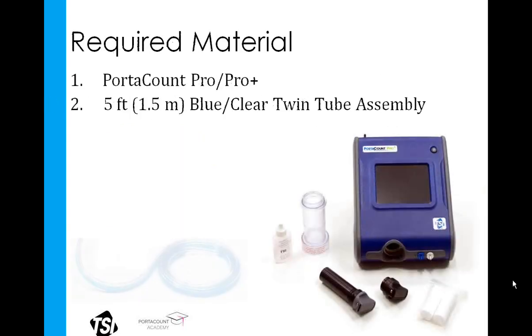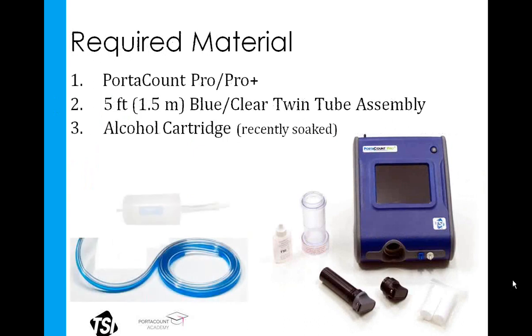For this class, it may be helpful for you to follow along on your own PortaCount Pro unit, so take some time to make sure you've got the necessary equipment. This would include, obviously, the PortaCount Pro unit, the blue and clear twin tube assembly, the alcohol cartridge, preferably one that has been recently soaked in the necessary alcohol, and the zero check filter or HEPA filter.